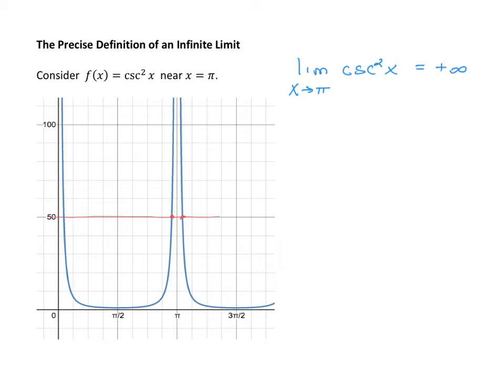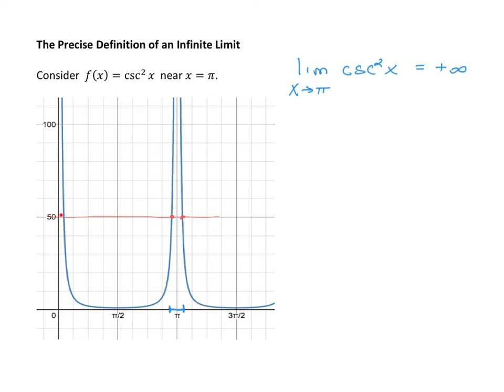Now on the x-axis, this spot corresponds to a place down here, and this one corresponds to a place down here. That means there is an interval around pi where every single x value that falls within this interval goes to a y value that's bigger than 50.